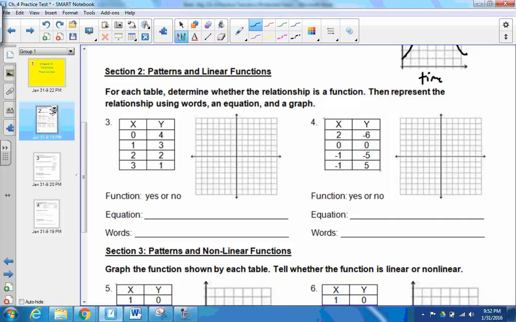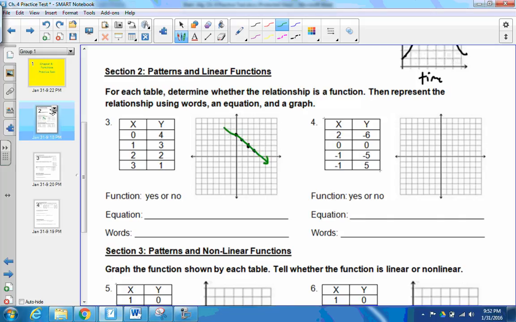So it says, for each table, determine whether the relationship is a function. Then represent the function using words, an equation, and a graph. So I'm going to graph it first, because we can just use the vertical line test to see if it's a function. So why not do that? So we're going to graph it. 0, 4 means we're going to go 0 over, and then 4 up. 1, 2, 3, 4. Second one is 1 over and 3 up. 2 over and 2 up. 3 over and 1 up. And it looks like that's going to create this line right here.